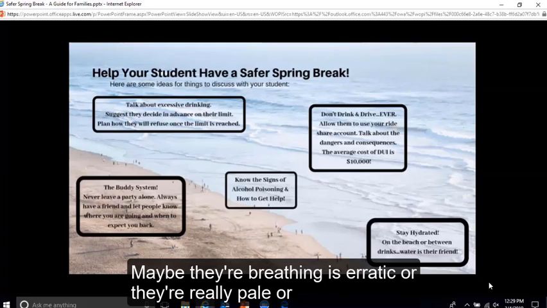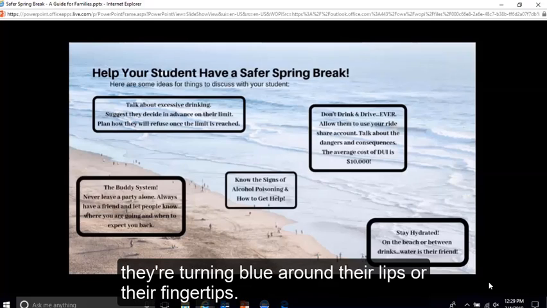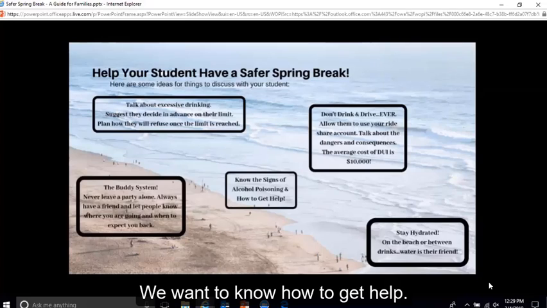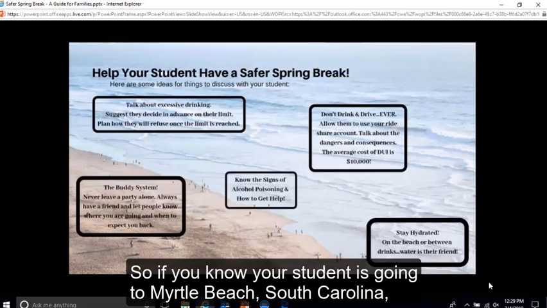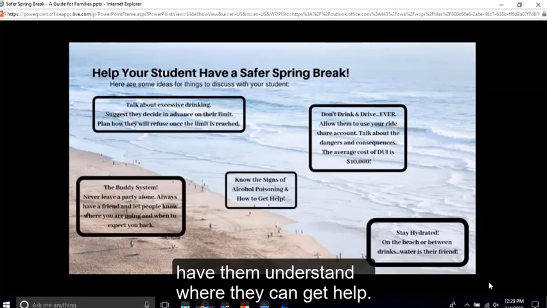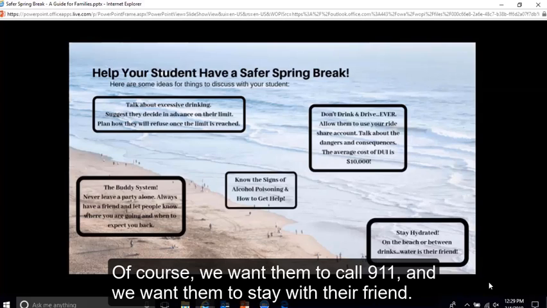Maybe their breathing is erratic, or they're really pale, or they're turning blue around their lips or their fingertips. We want to know how to get help. So if you know your student is going to Myrtle Beach, South Carolina, have them understand where they can get help. Of course, we want them to call 911, and we want them to stay with their friend.